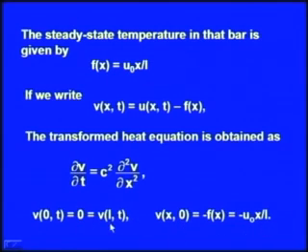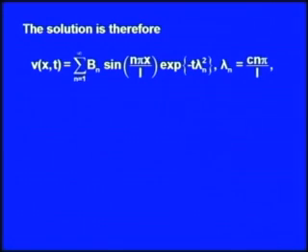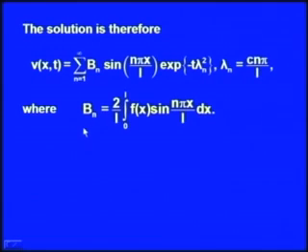Such a case we have already resolved, and we have seen that the solution comes out to be V(x,t) equal to sigma n equal to 1 to infinity V_n sin(n pi x over L) into exponential of minus t lambda_n square, where lambda_n is C n pi over L. And we know that the values of V_n are given by 2 over L integral 0 to L f(x) sin(n pi x over L).